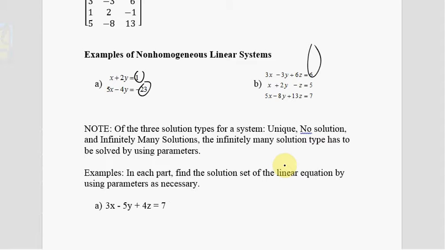So if that be the case, then we're going to go ahead and claim, it doesn't matter which variables here you claim to be the parameter or the floating variable. I'm going to say let y and z be the parameters. And we just give them a name.